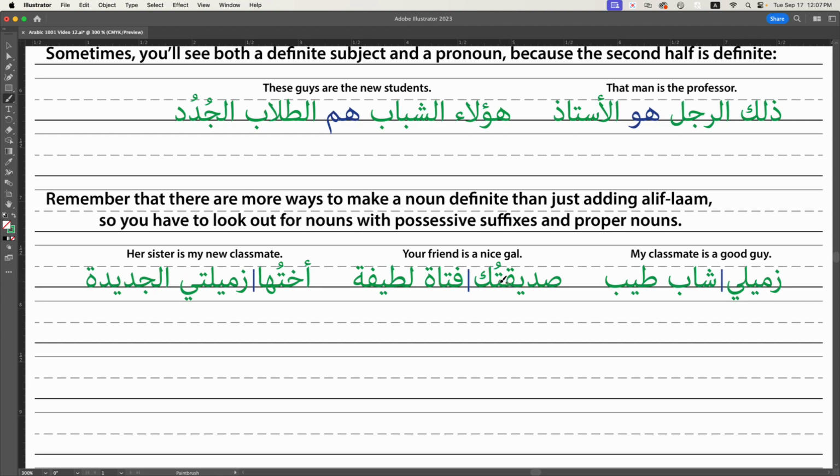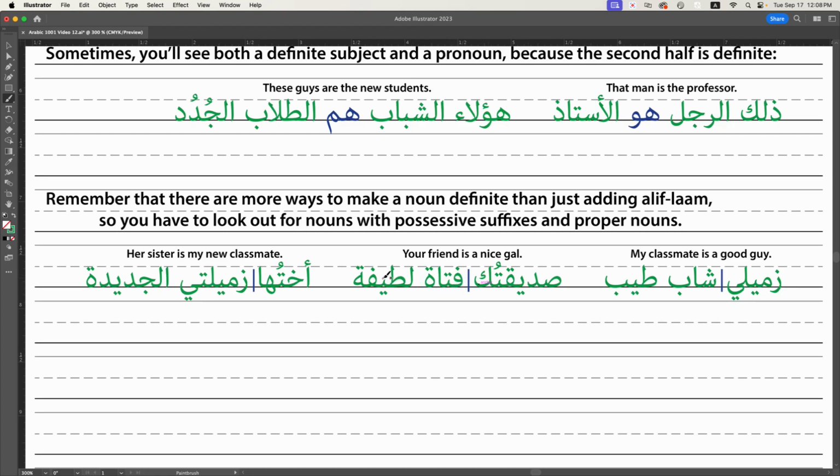Sadiq is friend, but sadiqa is female friend. And remember, ta marbuta can only be the last letter in a word. So if we are going to put a possessive suffix on the end of it, ta marbuta is of course tied up ta, so we're going to untie it and make it regular ta. So get used to seeing this ta before a damir, before a possessive pronoun. So sadiqatuk, your friend. In Arabic, we know that your friend is a woman. In English, we wouldn't necessarily know that until we got to the second half of the sentence.